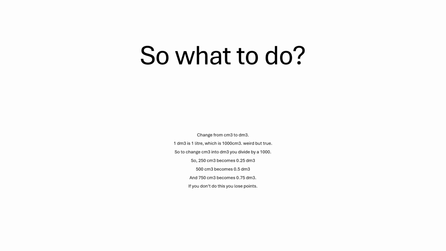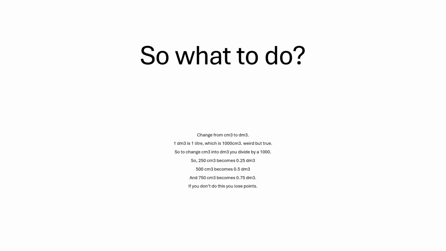So what to do? Now, that's very small writing. So change from centimeters cubed to dm cubed. 1 dm cubed is 1 litre, which is 1,000 centimeters cubed. So if you've got a volume in centimeters cubed, what you need to do is divide it by 1,000 to get dm cubed.